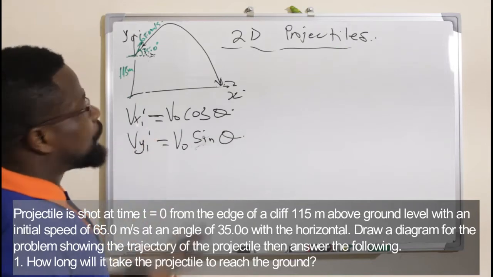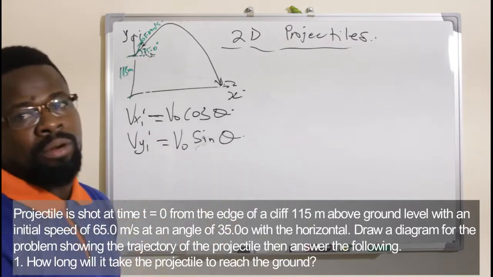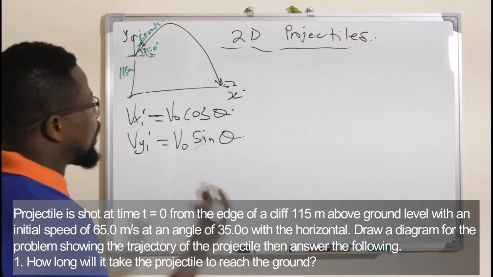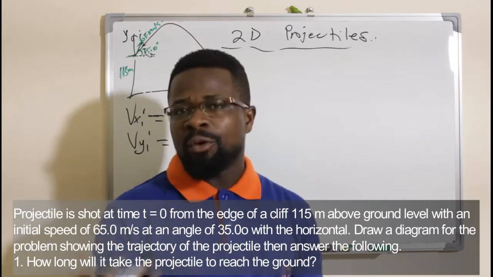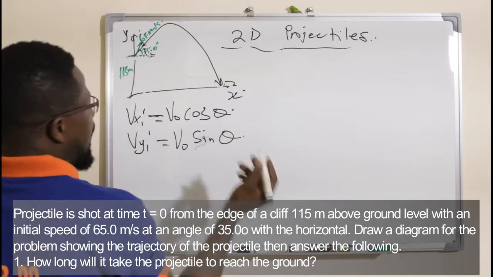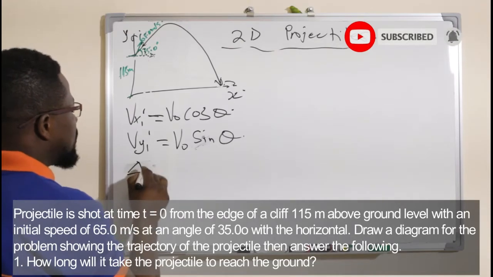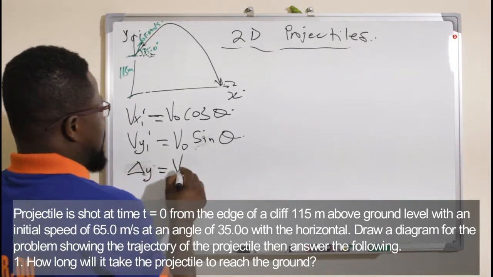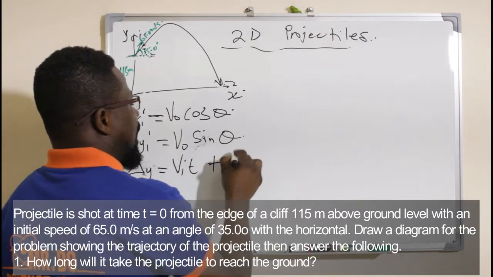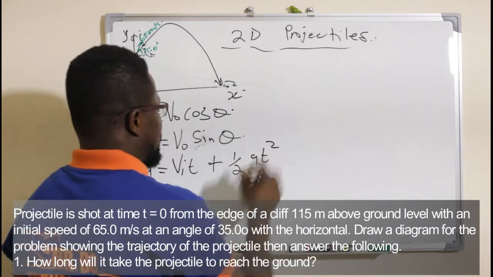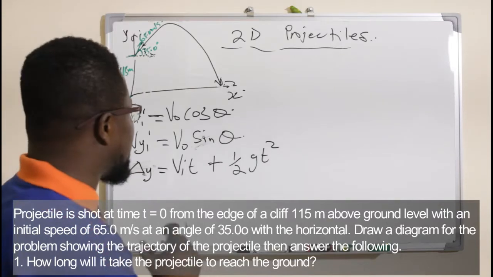Alright. We want to find the time it will take the projectile to return back into the ground. Which formulas do I need to use? Remember, we have to make use of equations of motion. So what type of equation of motion am I going to use? I am going to make use of change in y equals v_i t plus half g t squared. This is the formula that I'm going to use in doing the calculation.